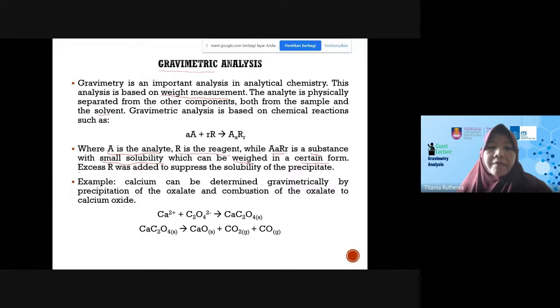And like what we have talked about, excess reagent is added to the solution to suppress the solubility of the precipitate. And the example is also familiar. As an example, calcium and oxalate become calcium oxalate, and then it will combust or be fired to get calcium oxide and evolve carbon dioxide and carbon monoxide. So the one that we will weigh is calcium oxide.